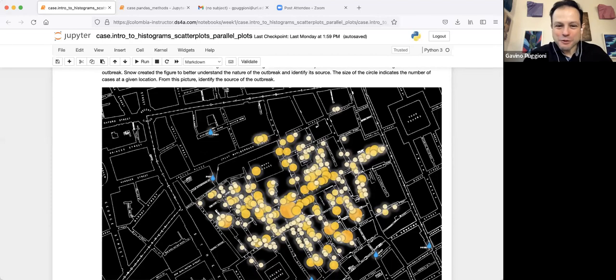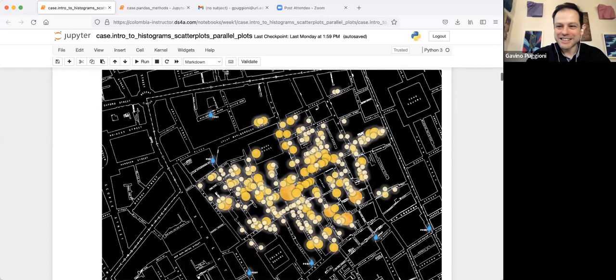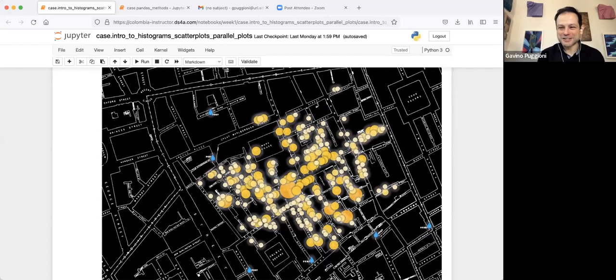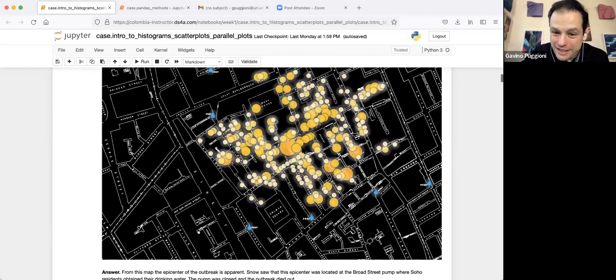So if I would ask you, from this picture, identify the source of the outbreak. Yeah, winter is coming, hopefully though, not so soon. So the little drops indicate the water sources. Okay, so I'm seeing some answers right in the middle where there is the big circle, and you are probably correct. In fact, that street is called Broad Street, and indeed, that was the source of the outbreak.